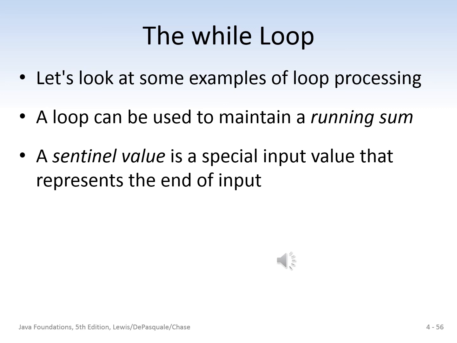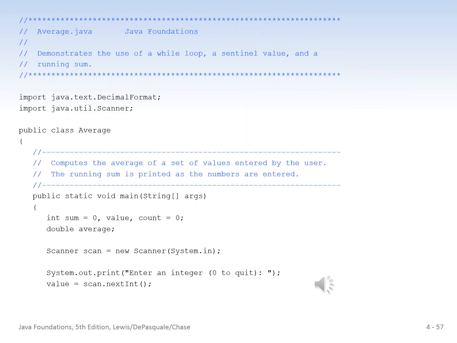We'll take a quick look at some examples of loop processing. One of the most common applications for a loop is in maintaining a running sum. Sentinel value, which should not be a new term to you, is a special input value that represents the end of input. Here's a small program that solicits a value from the user, stores it in the integer variable named value, and on the next slide you'll see the second half of this program that implements a while loop based upon value.